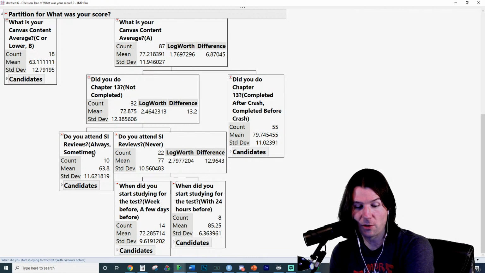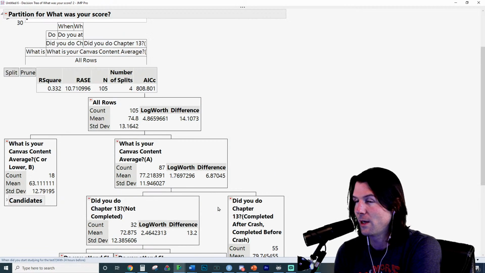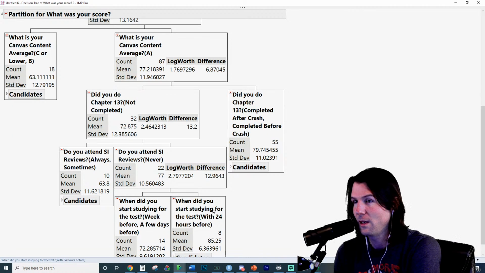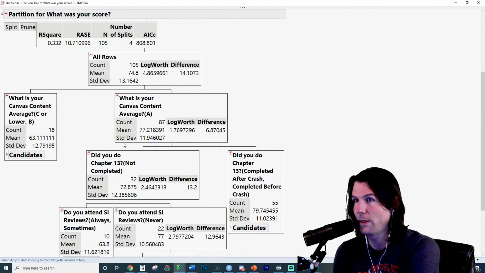And then finally, when you started studying comes into play, and within 24 hours, the people who started studying, but then they're actually doing better. It's really what you do beforehand that matters. So looking at this tree, the people who did the best on this exam did the following.